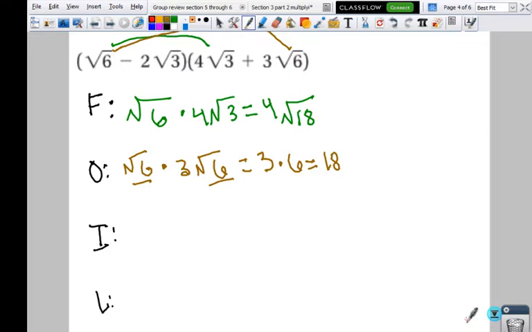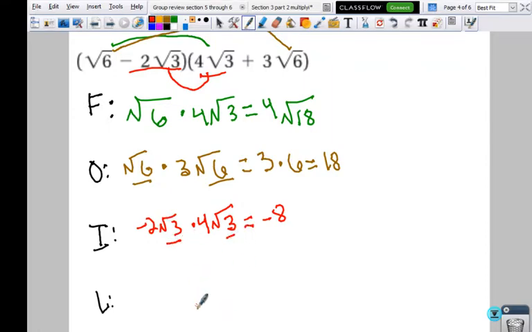Kinsey, what am I gonna multiply together for the inside? Negative 2 square root of 3. Yep. And 4 square root of 3. Perfect. So negative 2 square root of 3 times 4 square root of 3. Alright, I gotta multiply the outsides together, right? Negative 2 times 4 is negative 8. And then I gotta multiply those inside pieces.